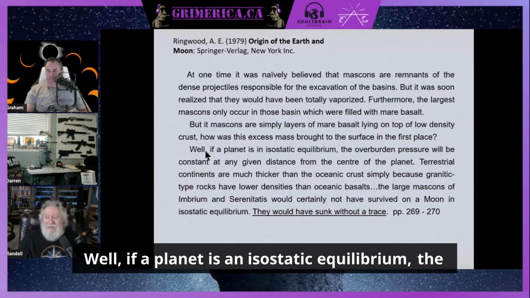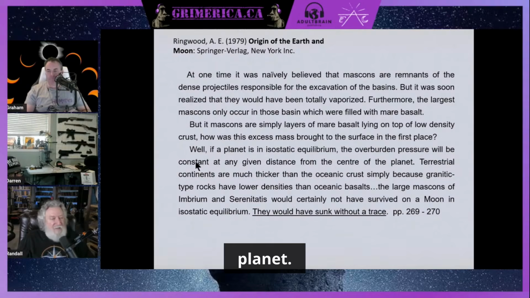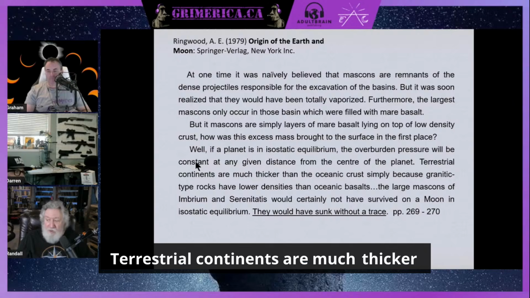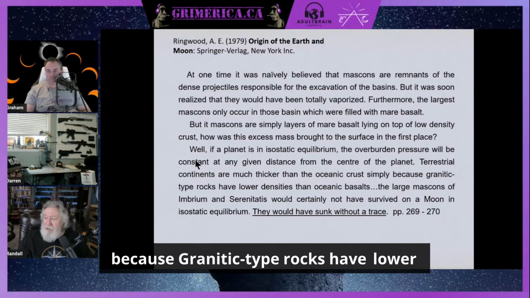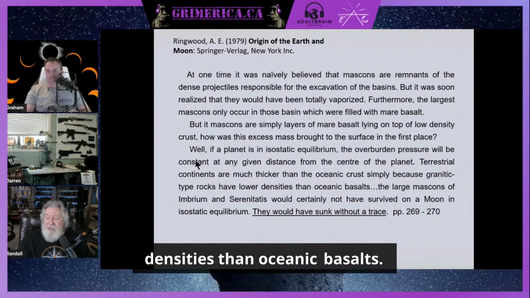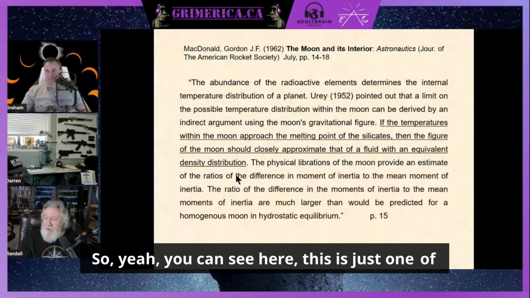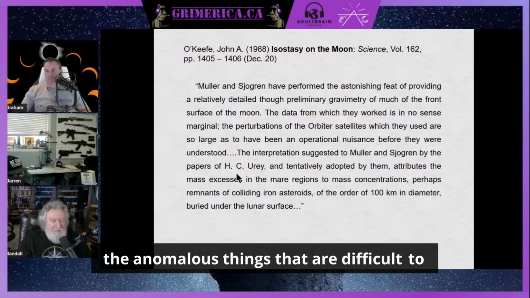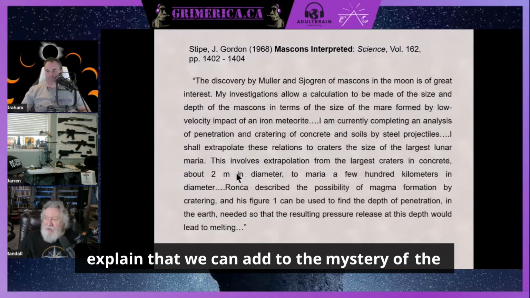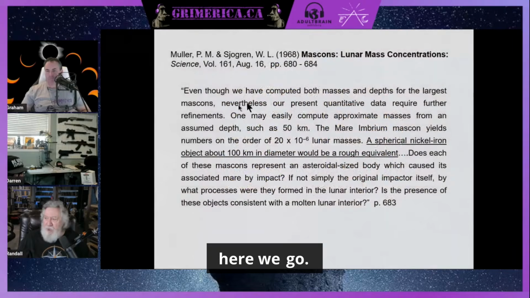Well, if a planet is in isostatic equilibrium, the overburden pressure will be constant at any given distance from the center of the planet. Terrestrial continents are much thicker than the oceanic crust on Earth simply because granitic type rocks have lower densities than oceanic basalt. So, yeah, you can see here, this is just one of the anomalous things that are difficult to explain that we can add to the mystery of the moon. Let me see if I can. There was one. Yeah, here we go.